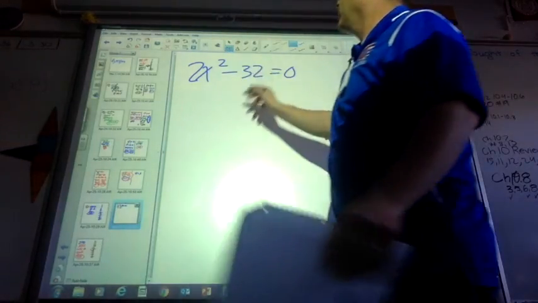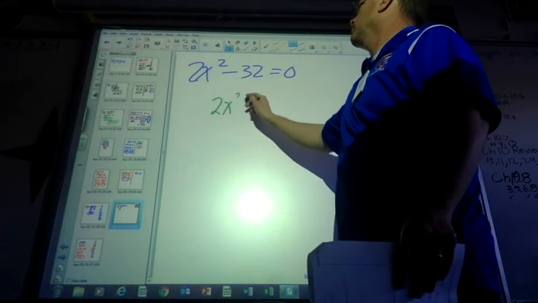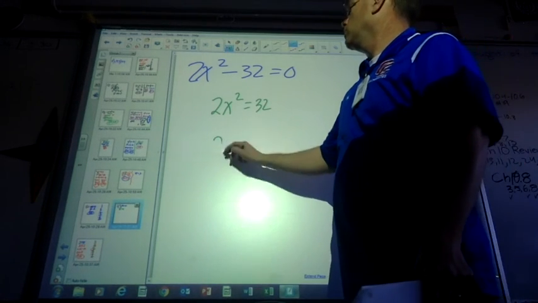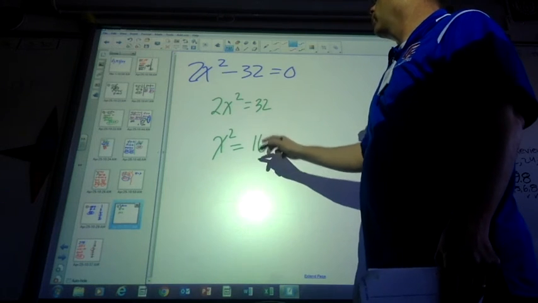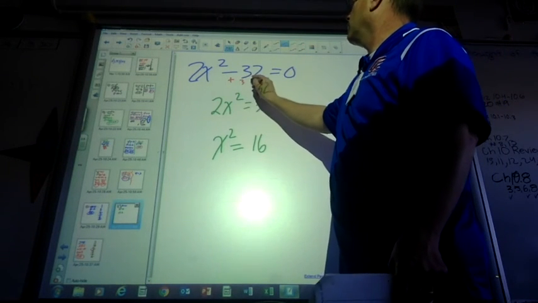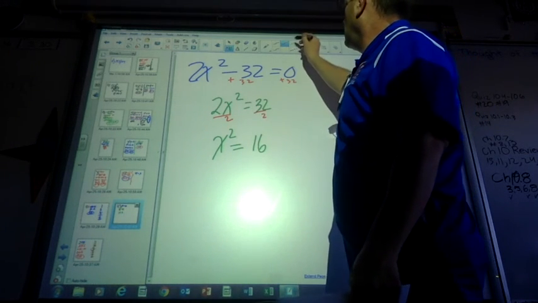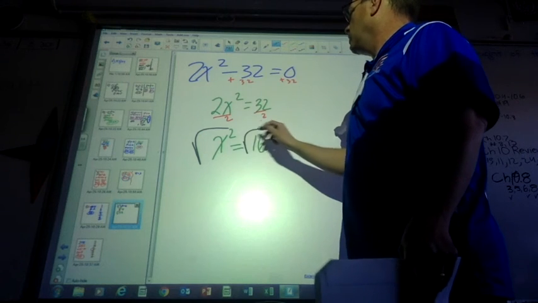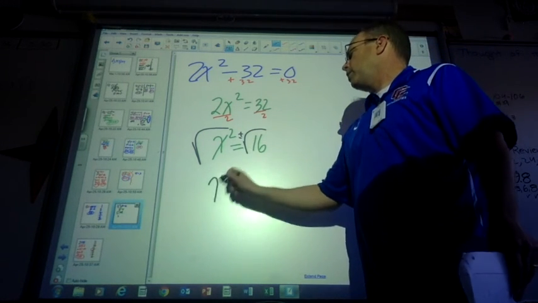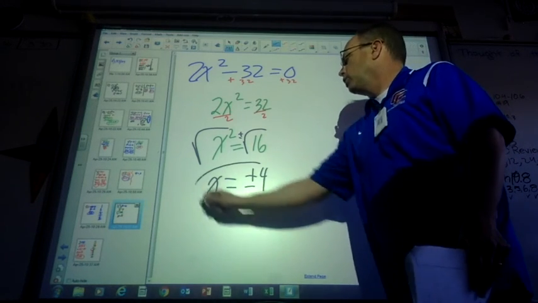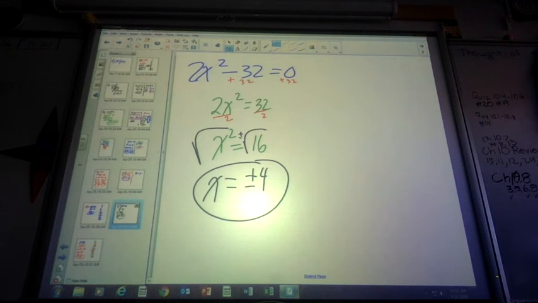Okay, so let's do it our new way. Add 32 to both sides. Agree? Divide both sides by 2. Everyone follow that? So I added 32 to both sides. Here I divided both by 2. But now I'm going to take the square root of both sides. If I take the square root, I have to have a positive and negative component, so I get x is equal to plus or minus 4. There's your two answers. Life good?